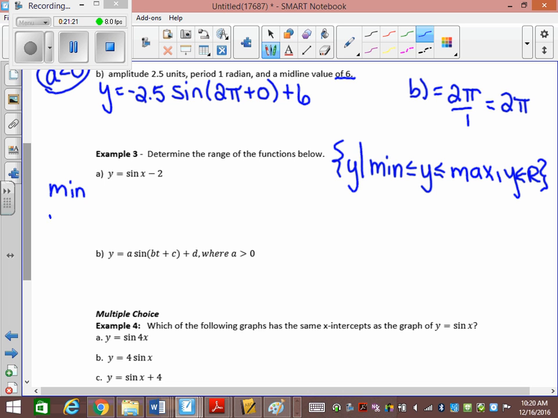Minimum is what for my equation? Don't even have to graph it. The minimum is what? D minus the absolute value of A. The maximum is D plus the absolute value of A. Get your values, fill it in. Do it for both of these. We'll go through this on Monday as well.